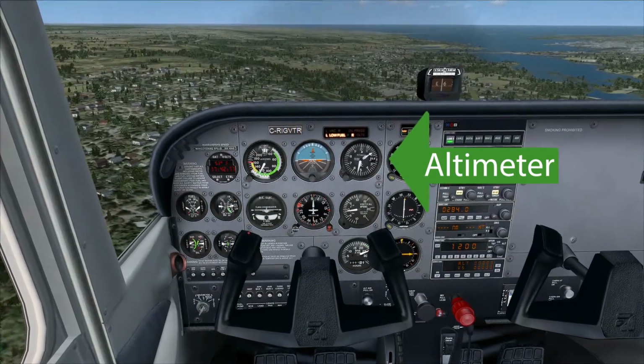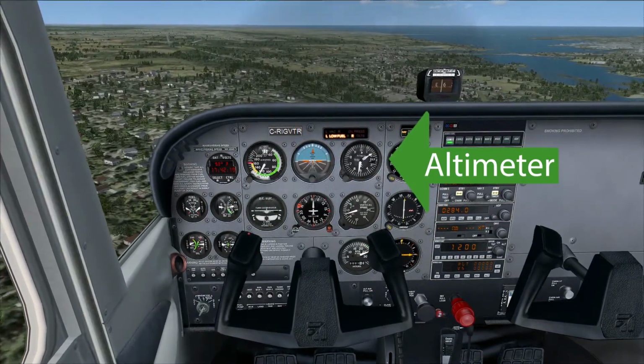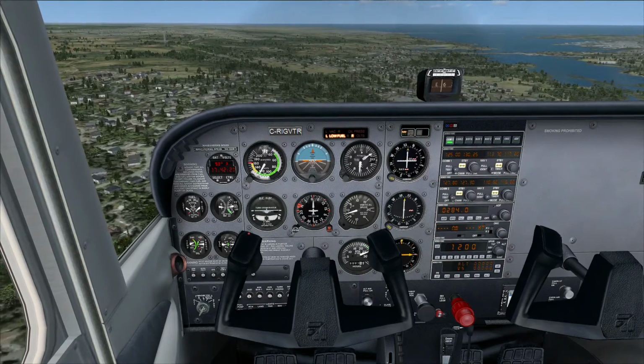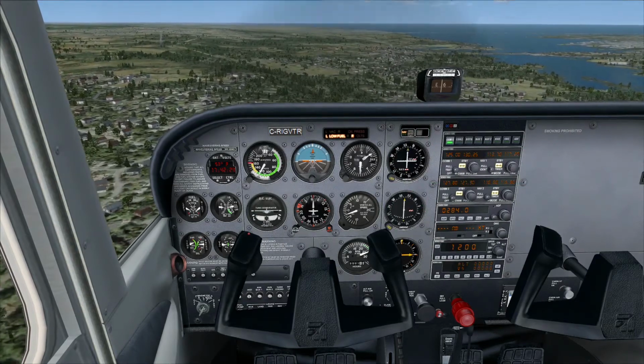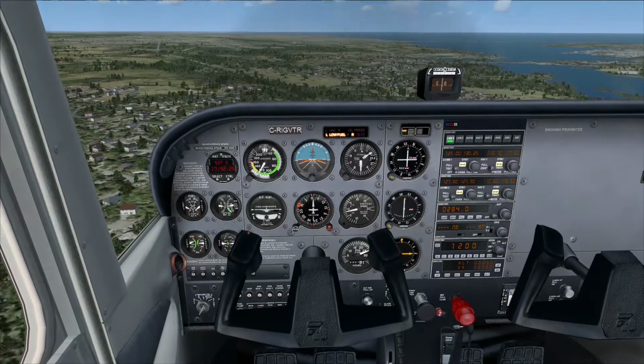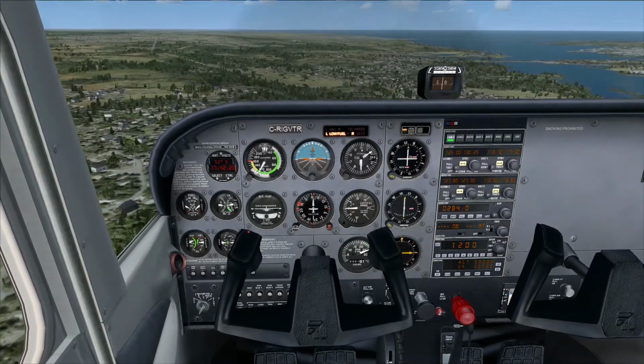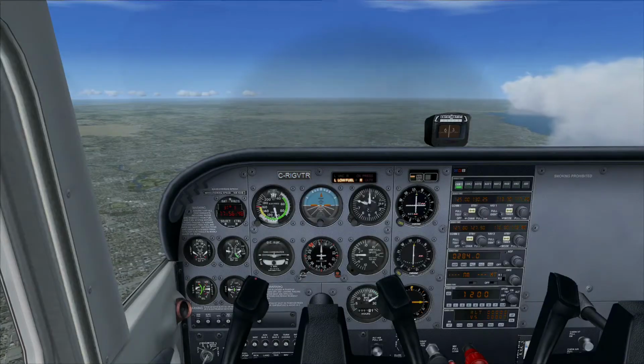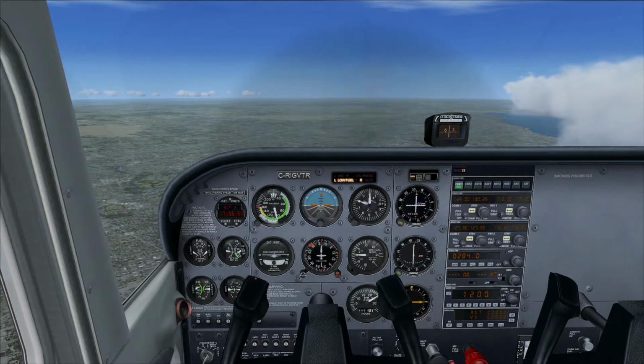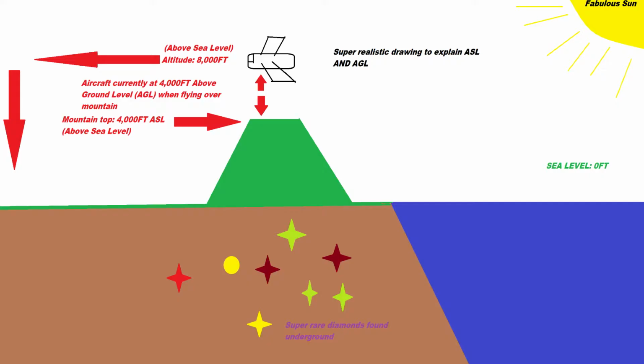Altimeter displays our altitude, or height above sea level. Small hand represents which thousand we are at, large hand indicates the hundreds. For example, right now we're at 1,500 feet, and here we are at 8,000 feet. You can measure altitude as above ground level, AGL, or above sea level, ASL. This distinction is important, as sea level is at 0 feet. Ground level, especially if you're standing on top of a mountain, may be several hundred or 1,000 feet in the air.